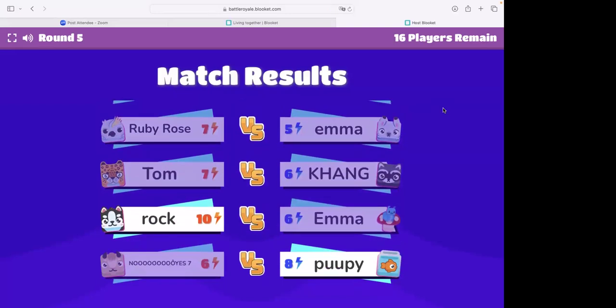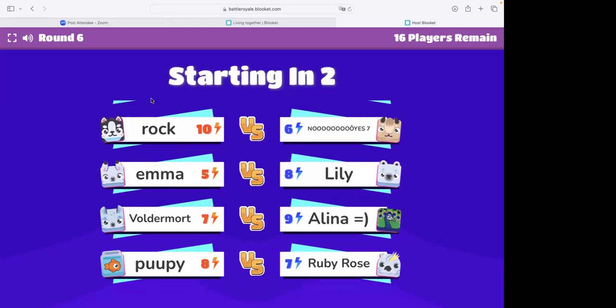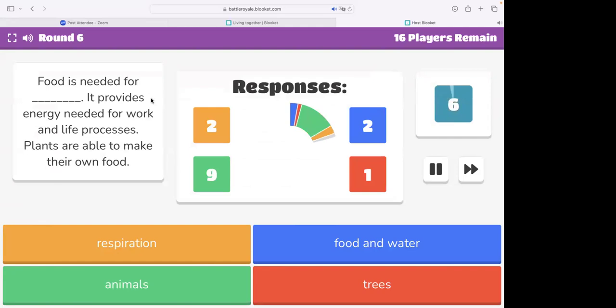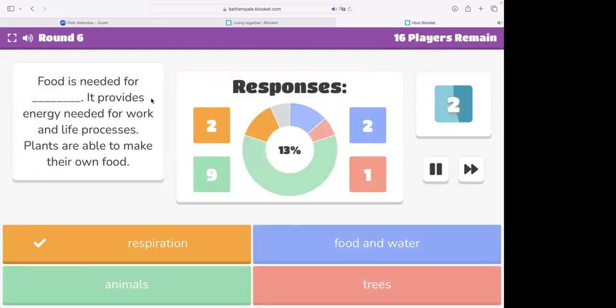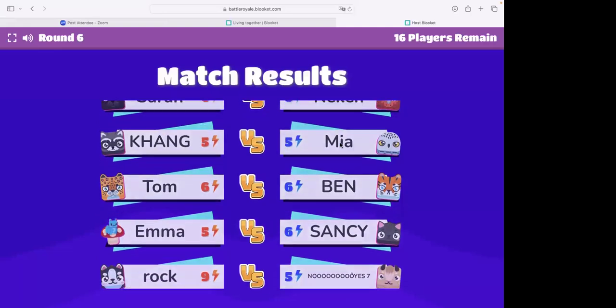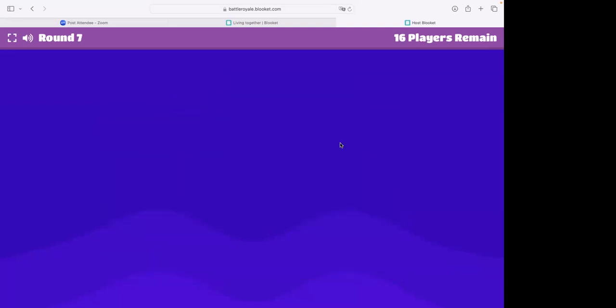I have two Emmas here. Food is needed for what? It provides energy needed for work and life processes. Plants are able to make their own food. First, food gives energy for the animal to do what? For the plant to do what? Answer is breathing. Food is needed to create energy for breathing. All right. Only Emma and Rose got it correct. Let's carry on.